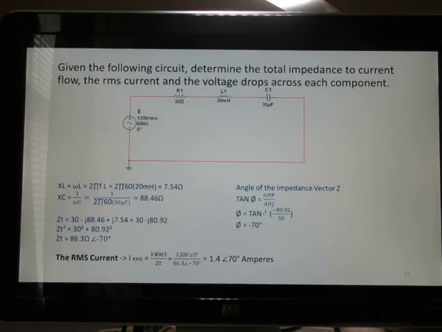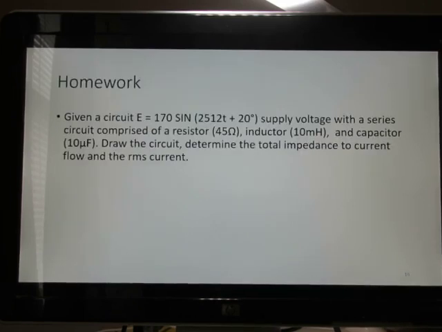Now we can determine the current. Since the voltage was given in RMS, we don't have to convert from peak to RMS. So we end up here with voltage RMS divided by Z, 120 divided by 86 at 0 minus negative 70, and we get 1.4 at 70 degrees amperes. So try your hand at this for homework as well.